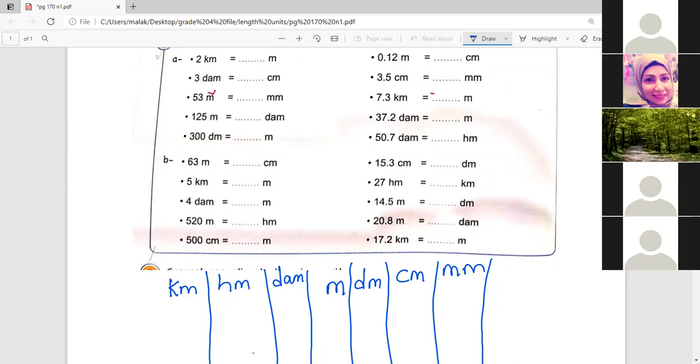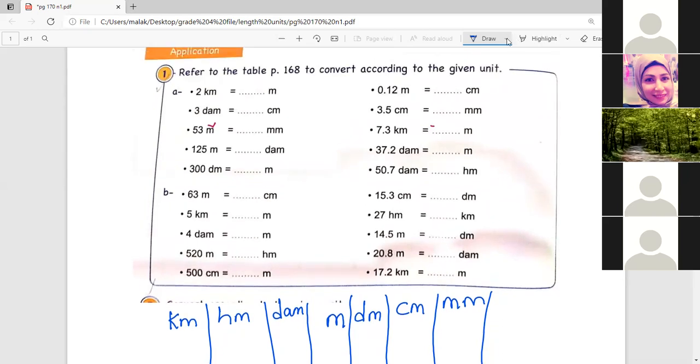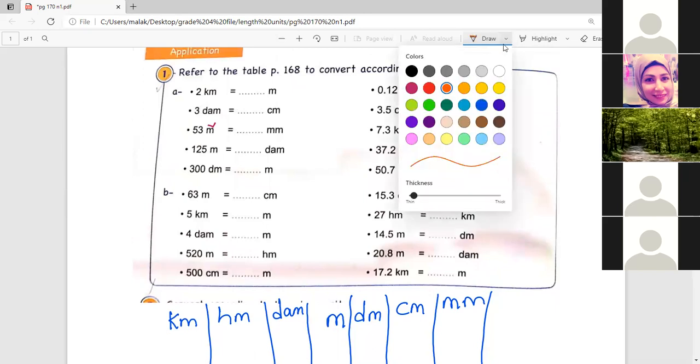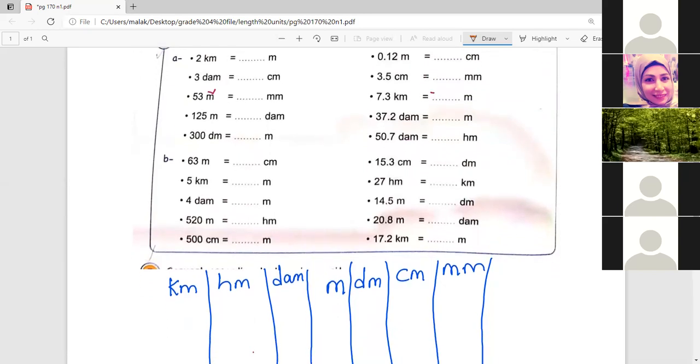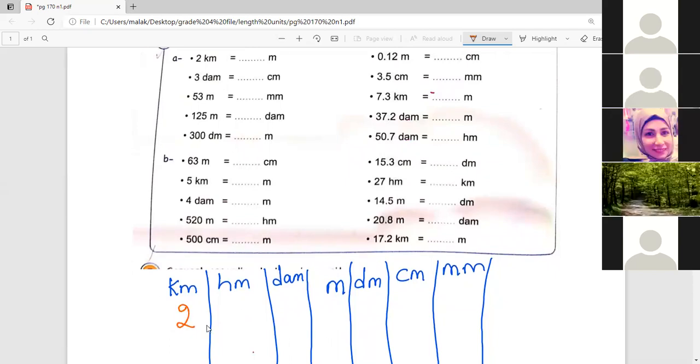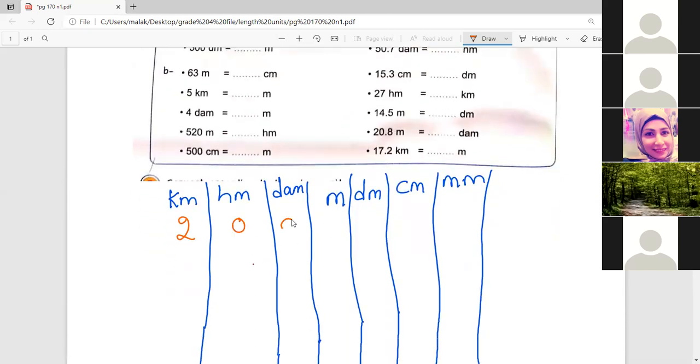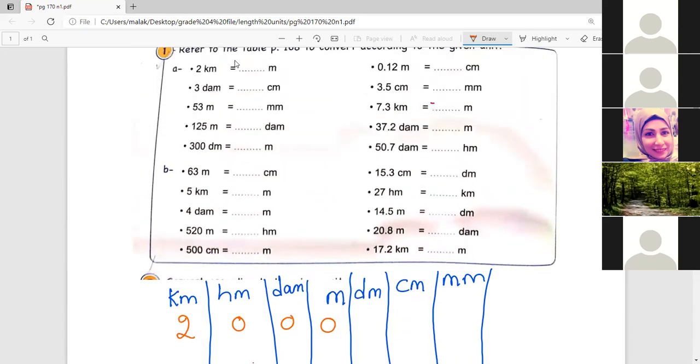Let's repeat part A again. The first one, convert from kilometer to meters. 2 kilometers, how many meters? What shall I do? First, we place 2 where? In kilometer. Then we are moving to the right side till meter. So what shall I do? Add zeros. So the answer will be 2,000. Bravo. If we are going to the right side, we just fill the empty space with zeros.